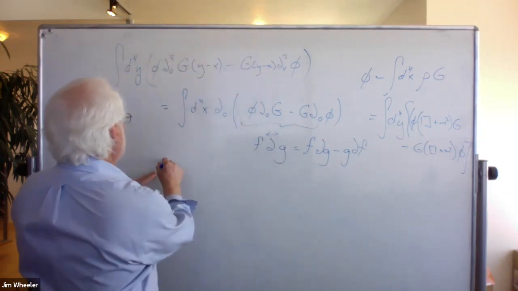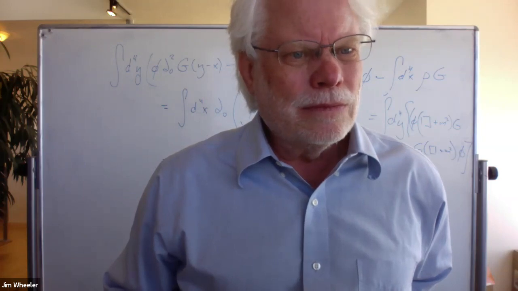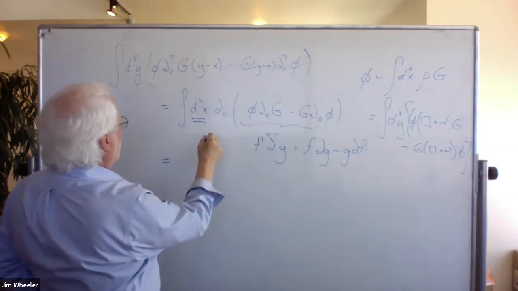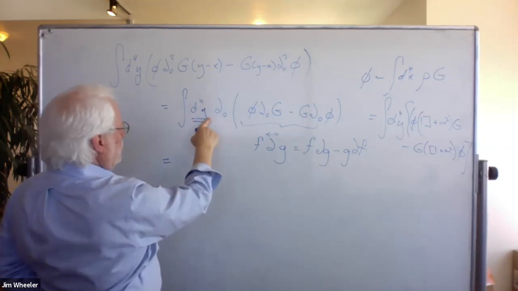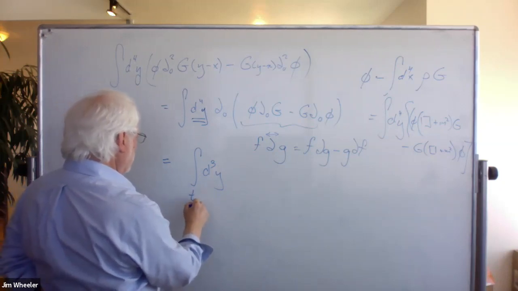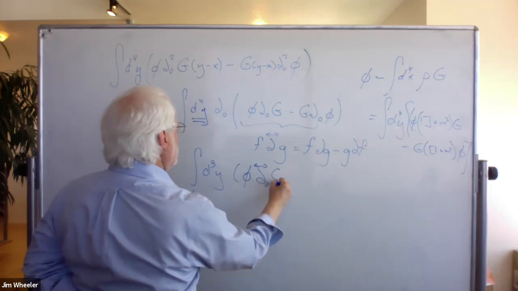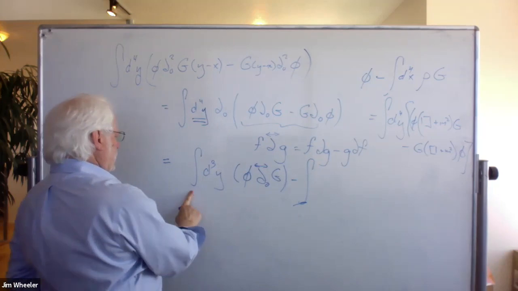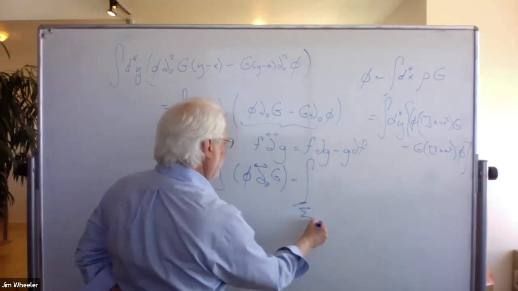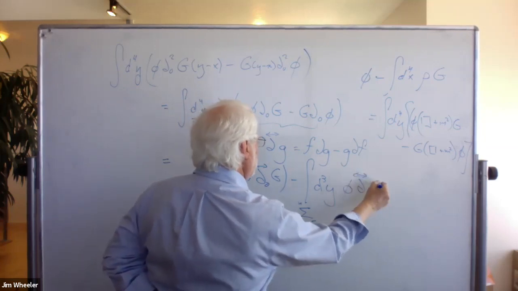And then we do the time integration. The d4y, I think it's d4y here. The time derivative we can integrate, so we get d3y at, let's say, a future time, phi d0 both directions g, minus... This is some three surface at some future time. This is some three surface at some past time. And then d3y, same thing, d0 g.